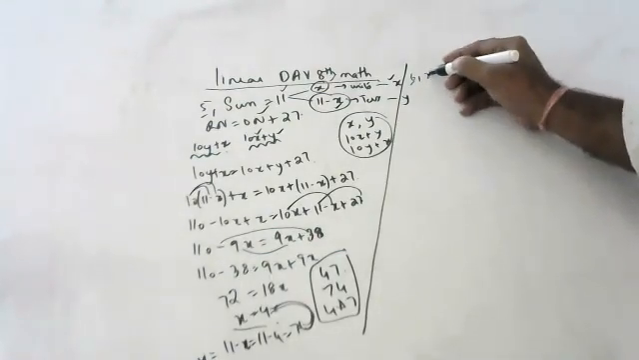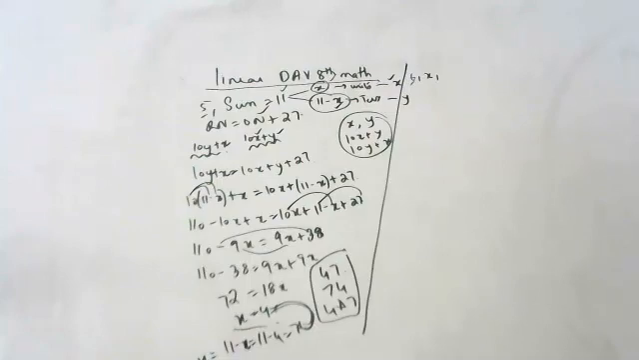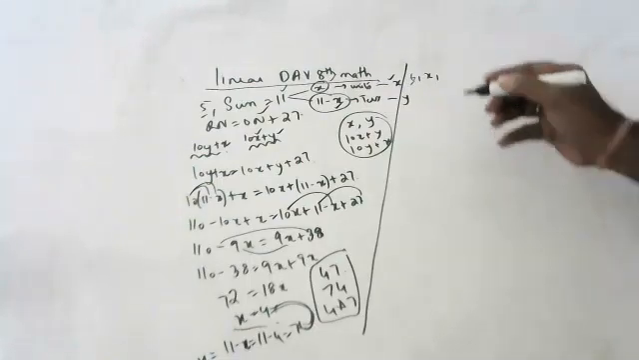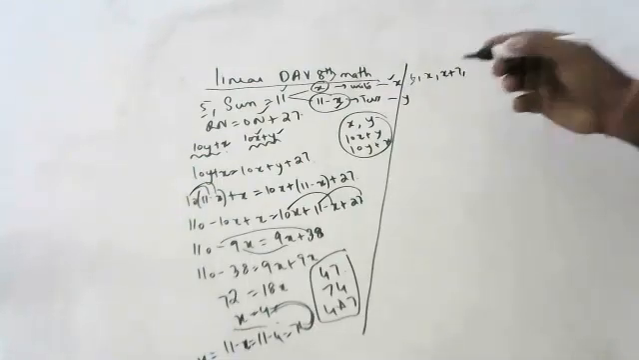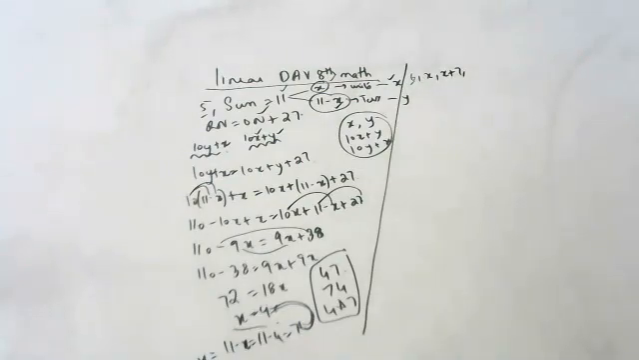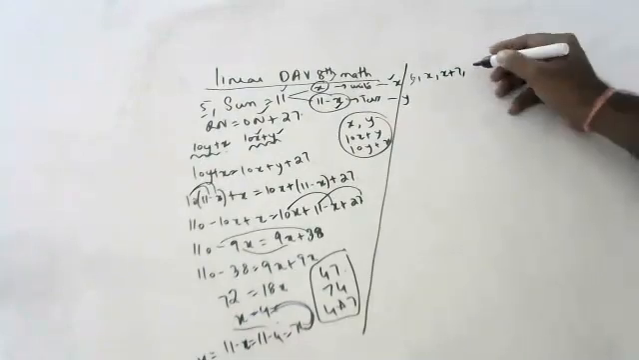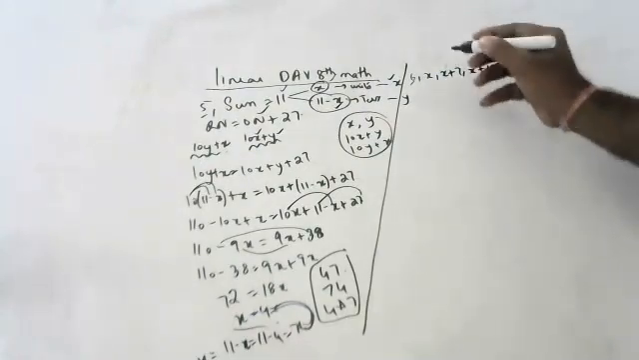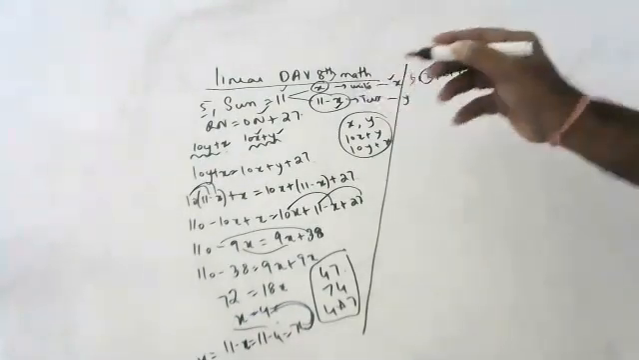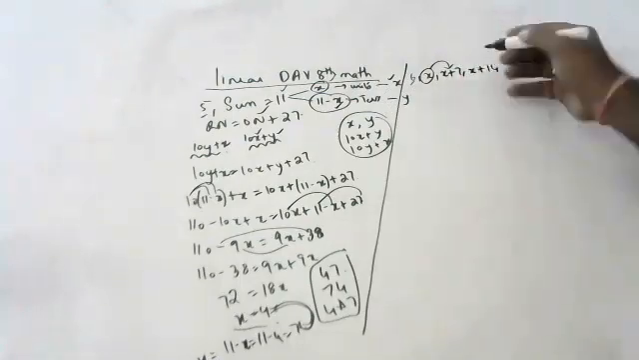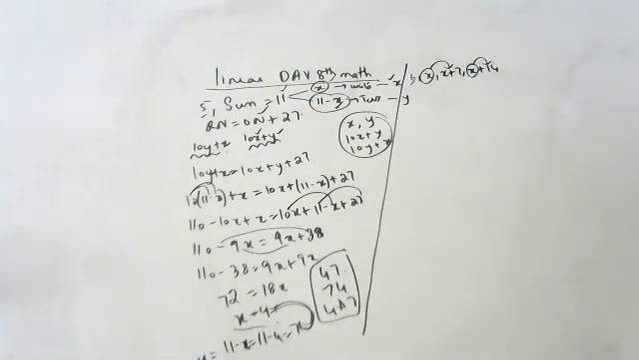Sir, 14. If one is x, what is the next multiple of 7? So 14, 21. x plus 7. What is the other multiple of x? Plus 14. x plus 14. Yes, Surya, if one is x, the next multiple of 7 is x plus 7. The next multiple of 7 is x plus 14. Understood? Yes, sir. Okay.